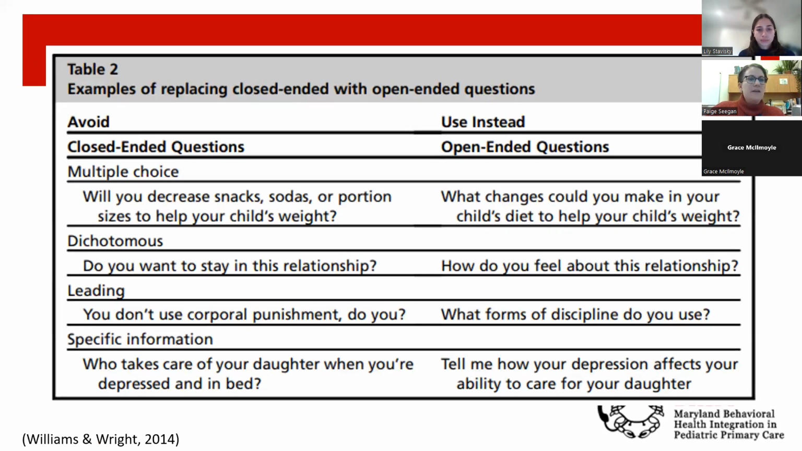Some more examples here. You can ask multiple choice questions, and the way to change that is: will you decrease snack sodas or portion sizes to help your child's weight? What changes could you make in your child's diet to help your child's weight? Instead of a dichotomous question, do you want to stay in this relationship? Yes, no. How do you feel about this relationship?